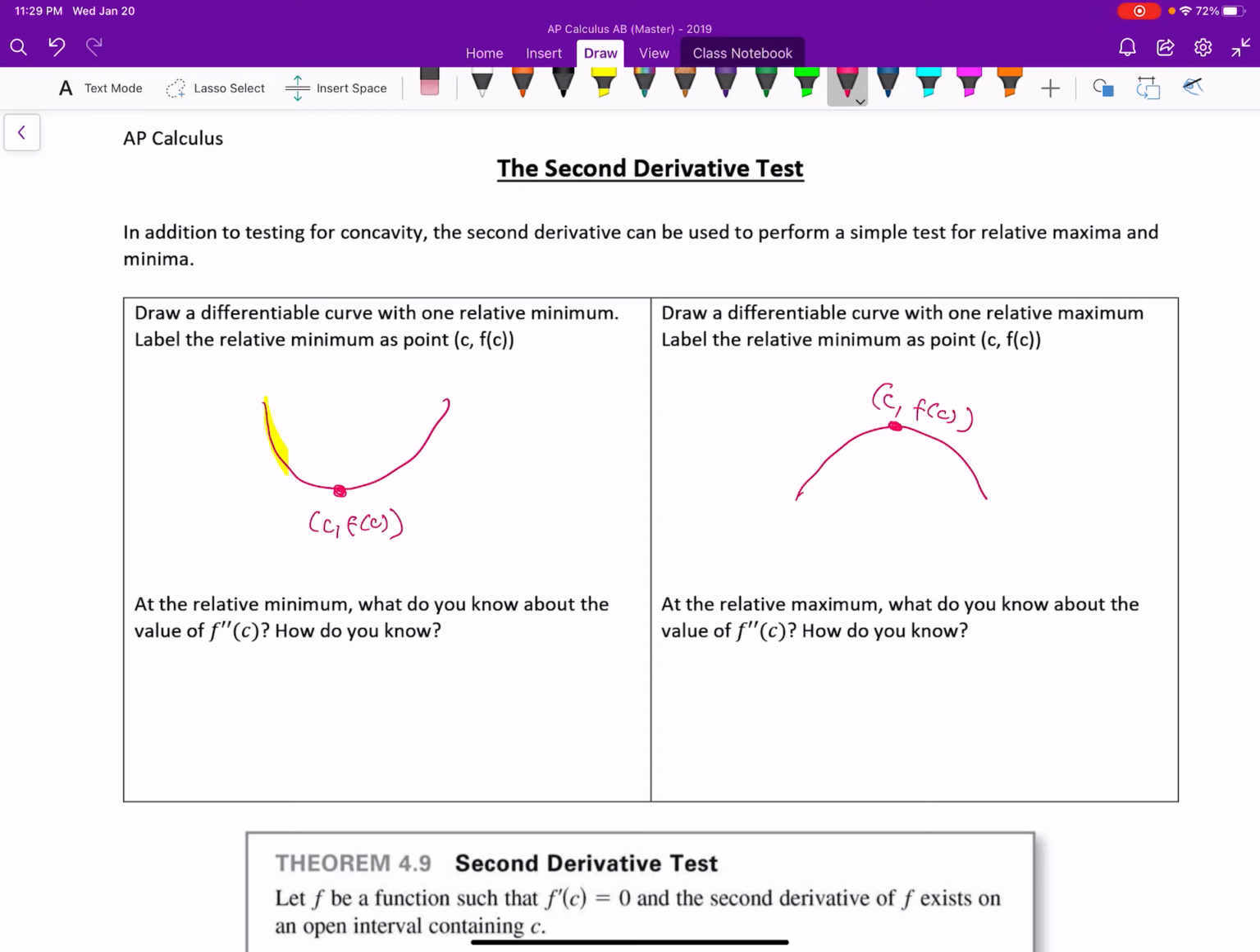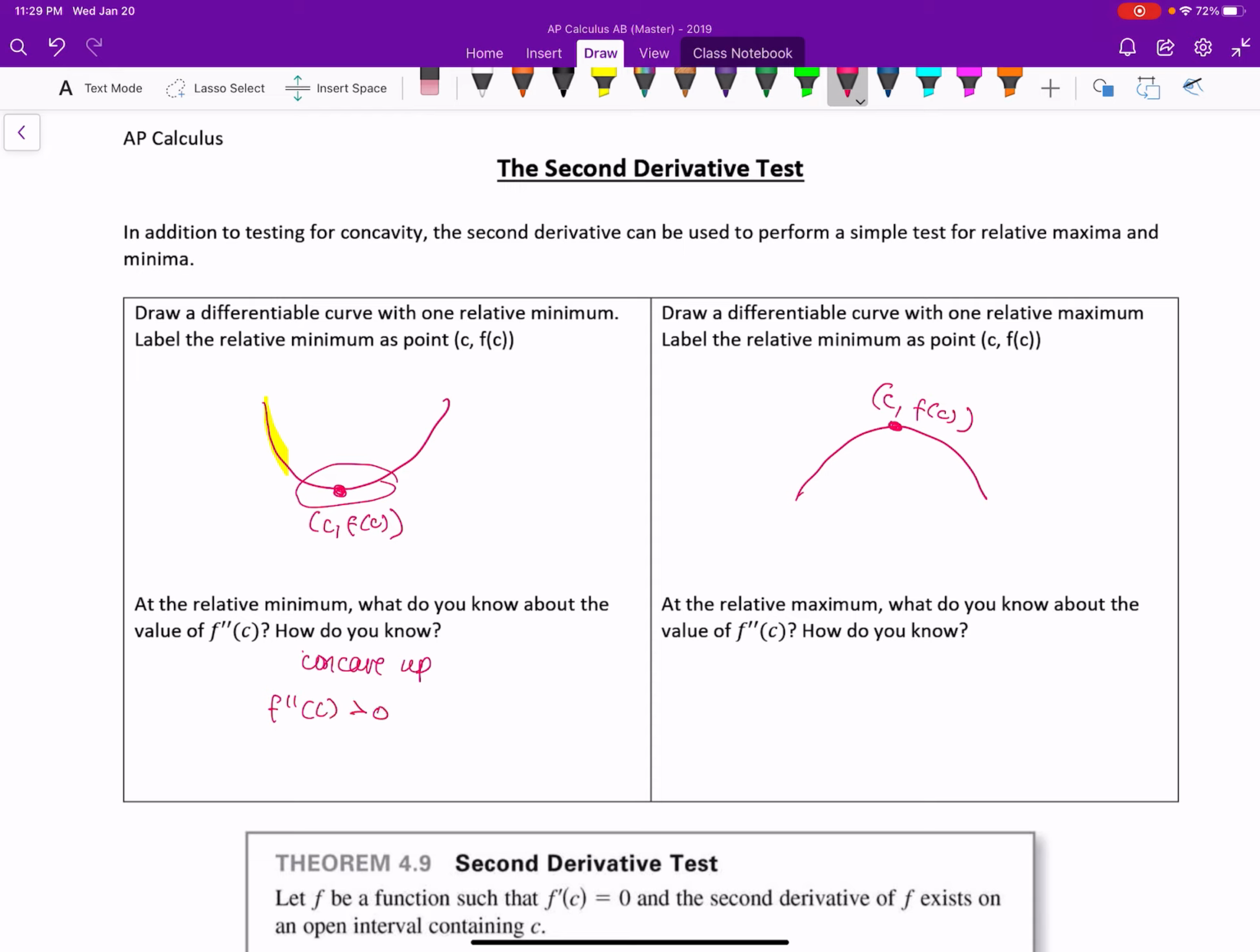At the relative minimum, what do you know about the value of the second derivative, and how do you know this? So look at the whole drawing, right? If I drew this and it can only have one relative minimum, it has to be differentiable, so if it's smooth like that, it's going to have to be concave up, which means f double prime of c has to be greater than 0.